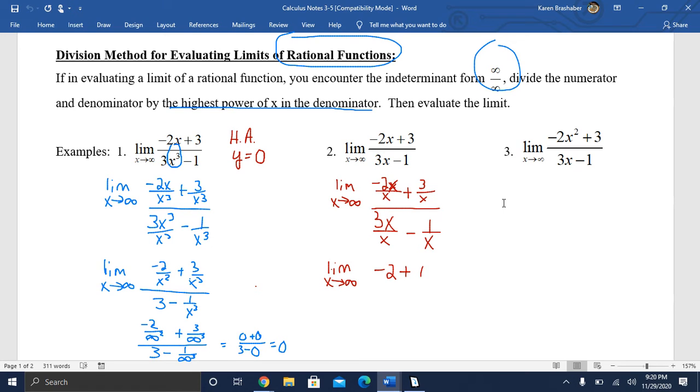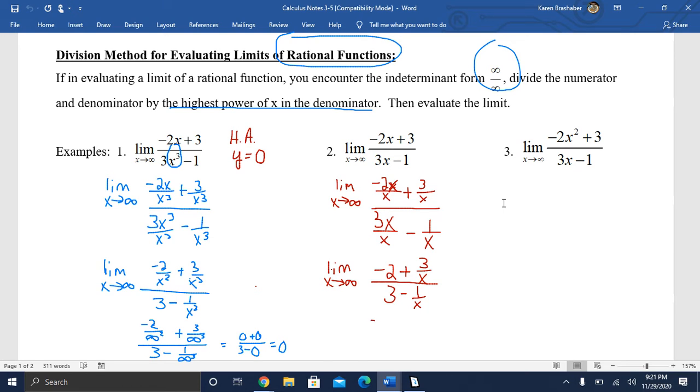Now that turns out to be 0 when we, actually, wait a minute, I haven't substituted yet. So a little bit ahead of myself there. So 3x over x, that'll just be 3. And minus 1 over x does not simplify. So I will leave that. Now I'll substitute in infinity.